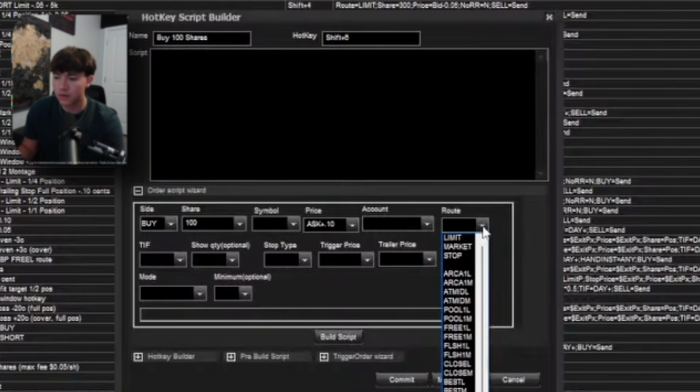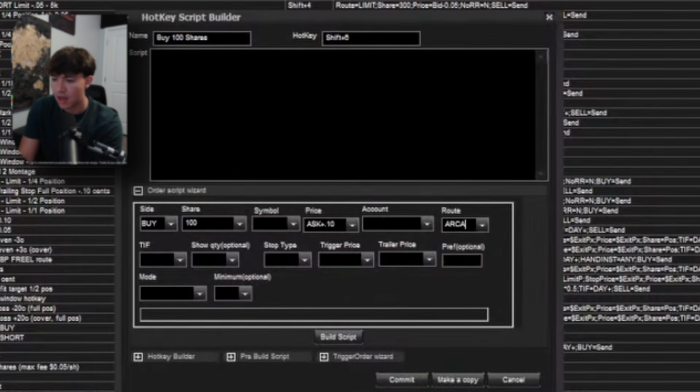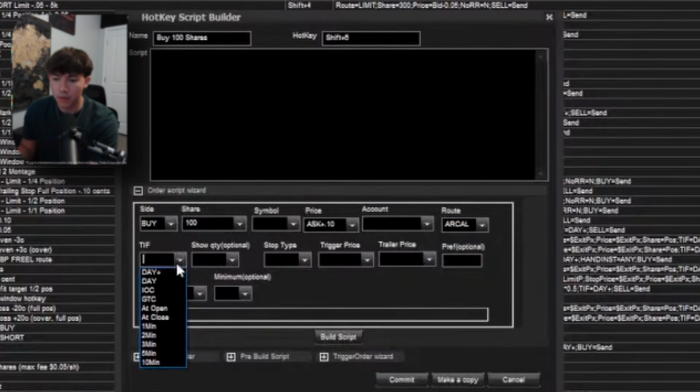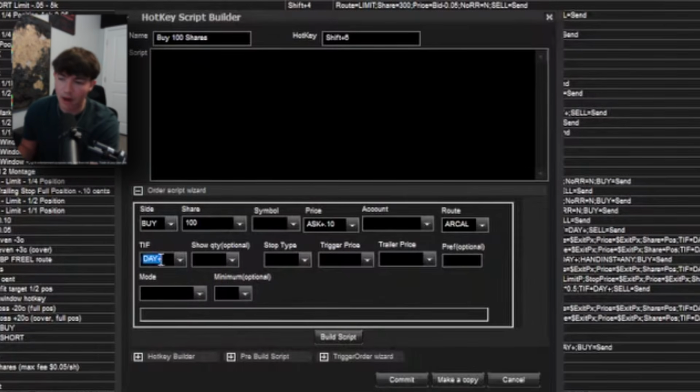What route do we want to use? For regular market hours, maybe market orders work well. If not, I would recommend using NASDAQ, EDGX, or ARCA. Those are the big three that get used often. Time in force: it's coming into after hours right now, so let's use an after hours time in force. Show quantity, we can leave this blank if we would like. You can show your orders, or you can hide them.